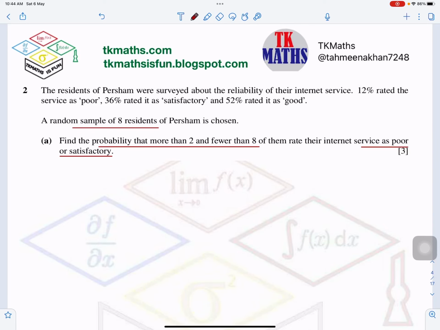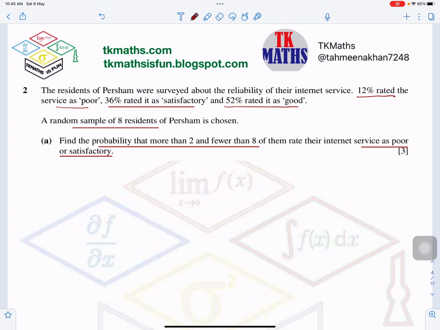In this video, we will solve a question on probability in the context of A-level mathematics S1. If you read the question, it is talking about a survey of the residents about the reliability of internet services. There are three categories given here: 12% rated the service as poor, 36% rated as satisfactory, and 52% rated as good. In this video, I have taken only part A.